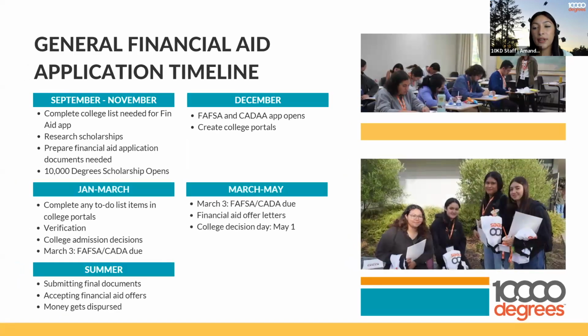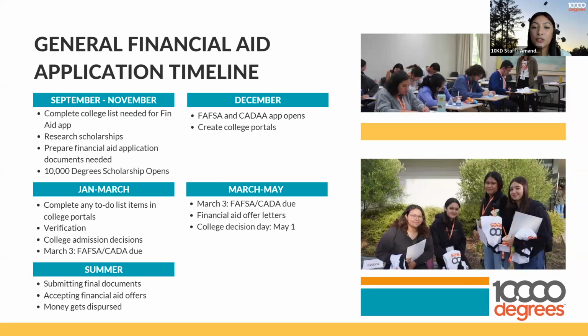Here you can see a general financial aid application timeline. Between the months of September and November, students should be completing a college list. This will be needed for their financial aid applications. They should be researching scholarships, preparing any financial aid application documents that they may need, which we'll learn about a little bit later on in the presentation. And this is also when the 10,000 Degree scholarship opens on October 1st. So it is open now.